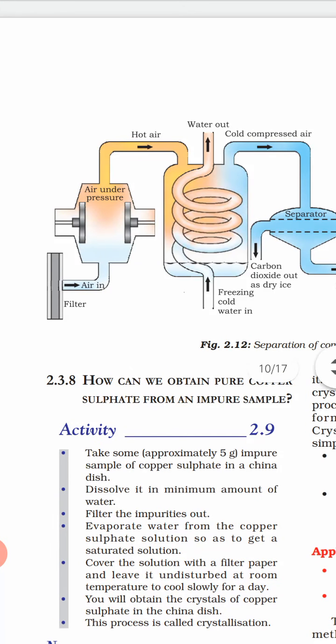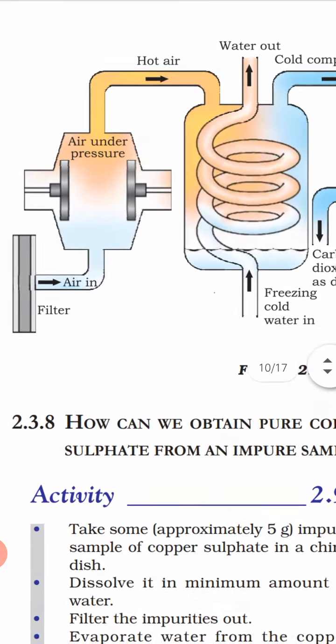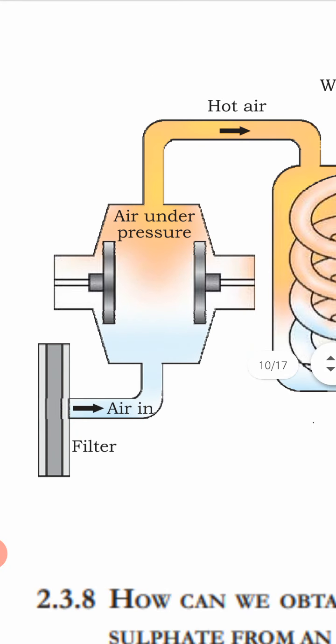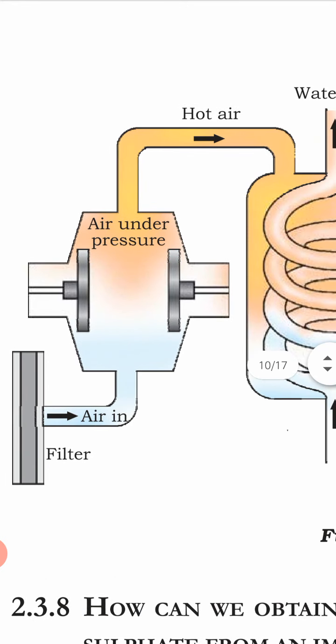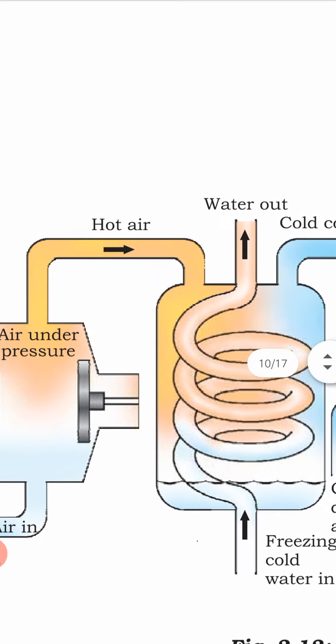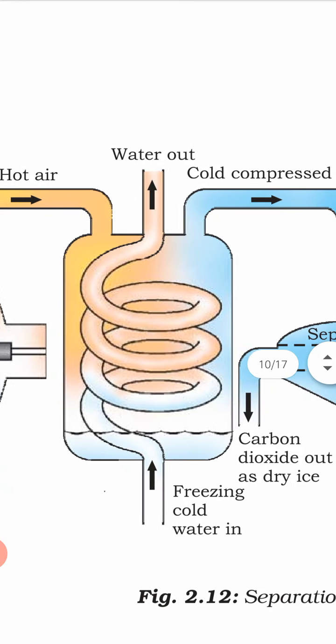This air is taken into this chamber, the first chamber. Here you can see two pistons, one towards the right and one towards the left. The two pistons compress the air present, and as a result the air is at a very high pressure. Due to this high pressure, the temperature of the air increases, so it becomes hot air. This hot air is sent through this pipe to the next chamber.